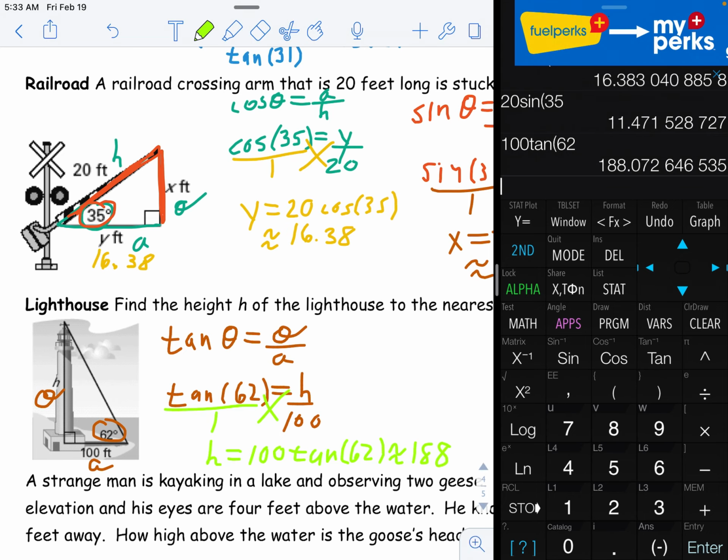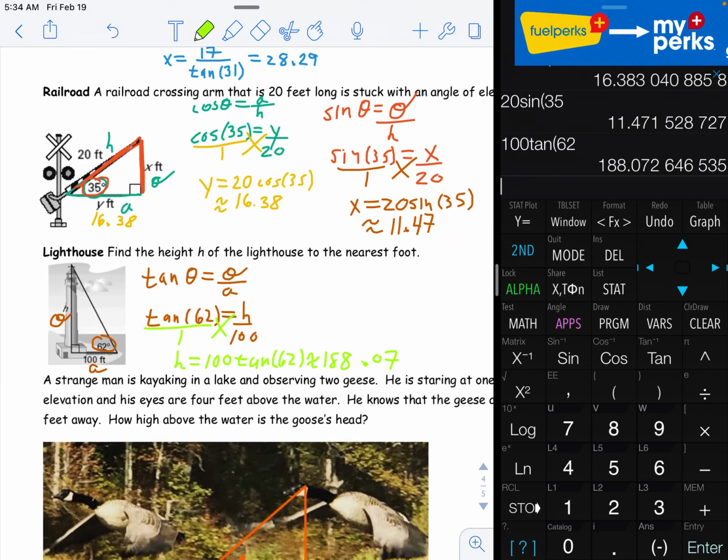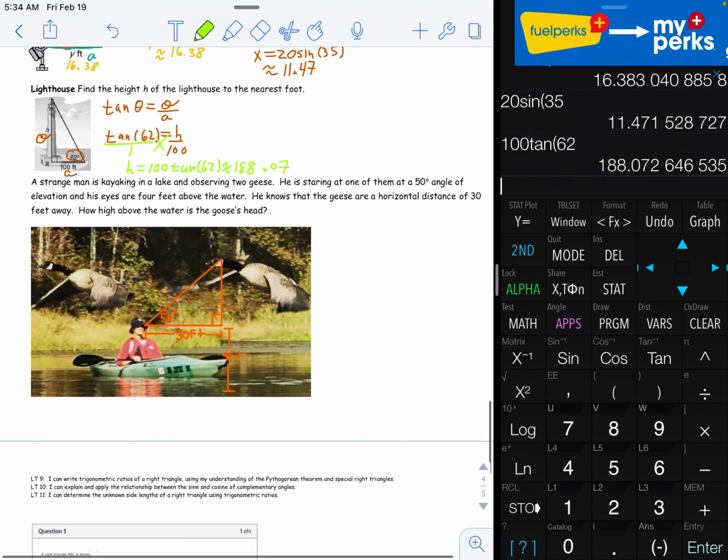So it's about 188.07. So this is another case where you can use trig to find heights of things. You can find the height of the lighthouse. If you look up at a 62-degree angle, that's easy to measure. You know you're 100 feet away. You can figure out the height of the lighthouse.